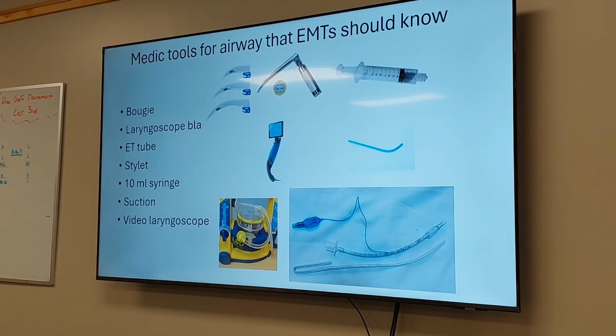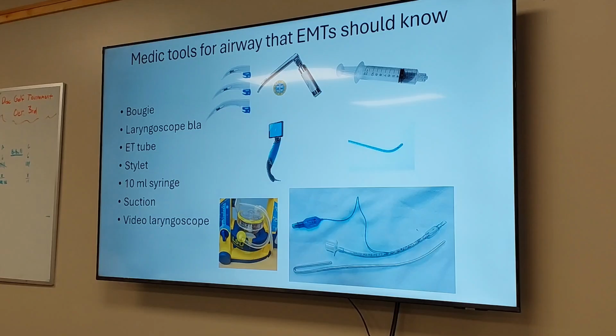The laryngoscope blade is your top. It's under the picture here. So the top left, those are Mac blades. The Mac blades have a little bit of a curve. And then the middle picture is a Miller blade. Miller's straight.